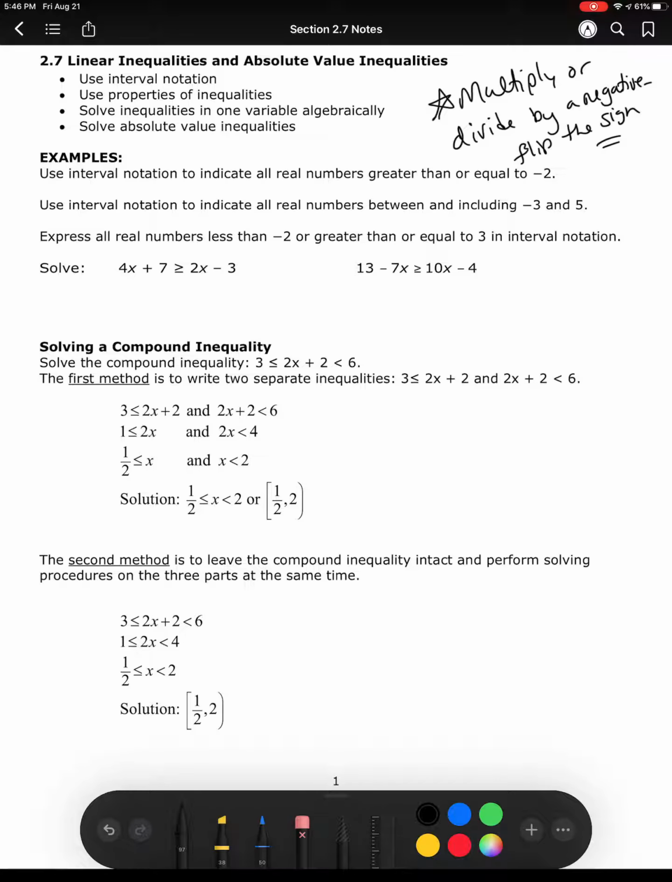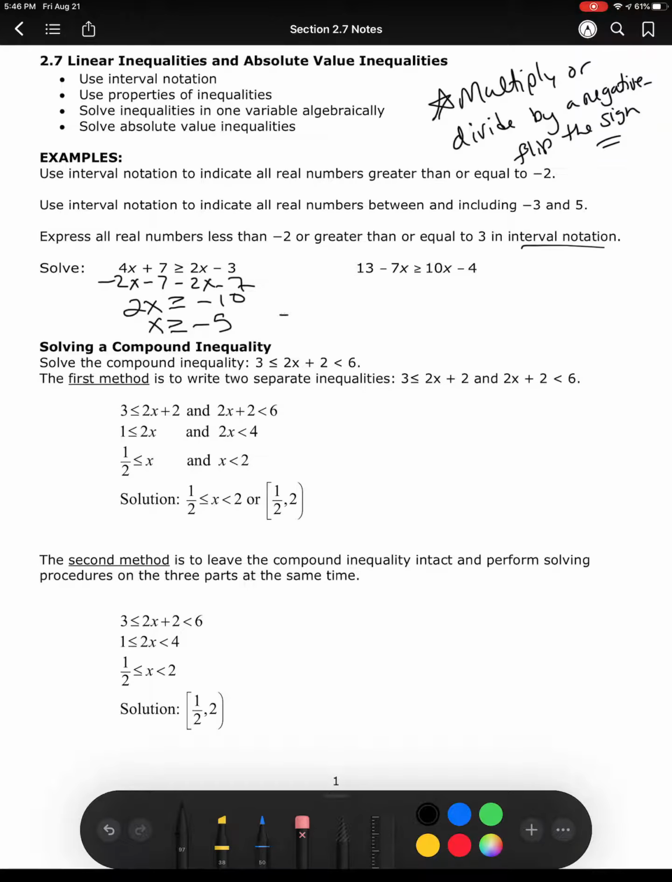Okay. So what I would do here in this first one is subtract the 2x and add the 3 to both sides. Oh, no, sorry. Subtract the 2x and subtract the 7, because we want the variable on one side and the number on the other. So that'll be 2x is greater than or equal to negative 10. And then divide by 2, we get x is greater than or equal to negative 5.